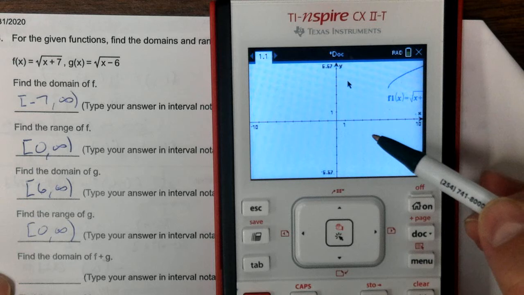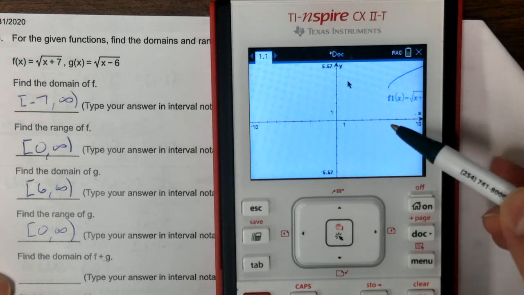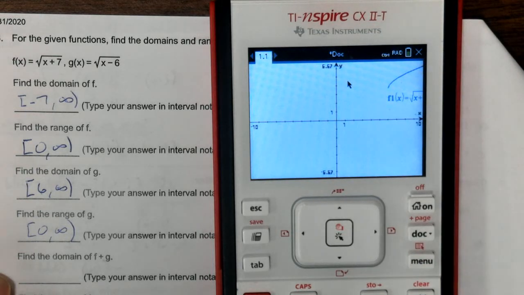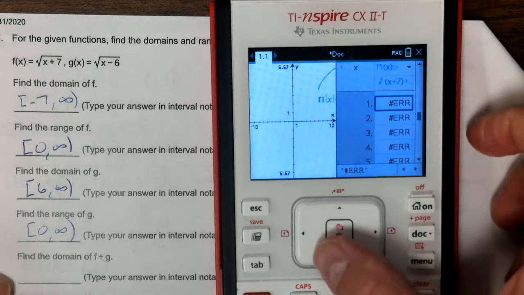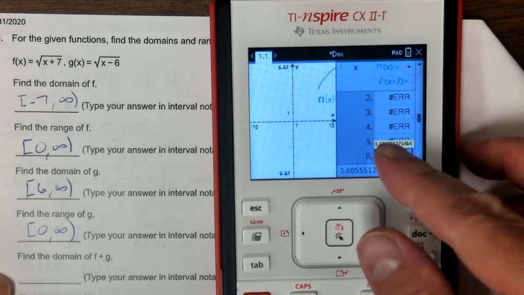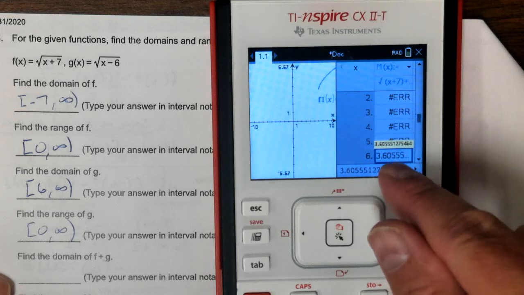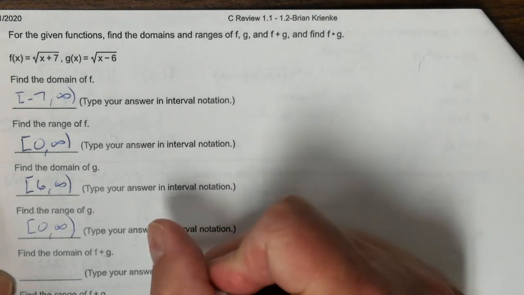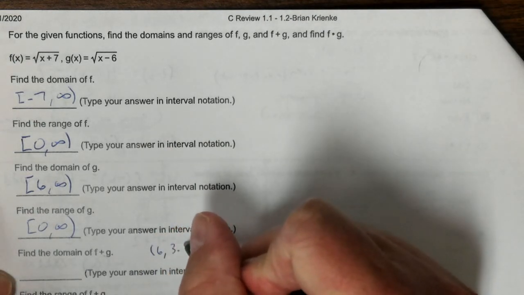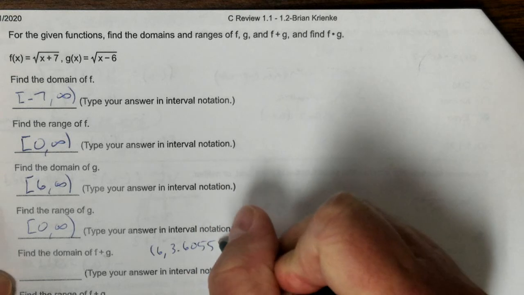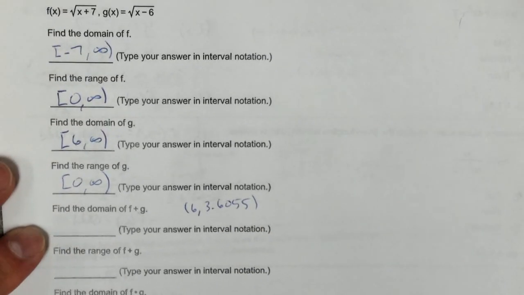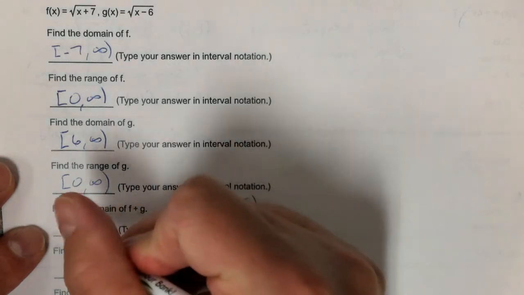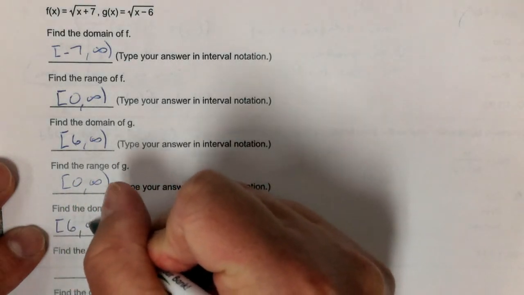1, 2, 3, 4, 5, 6. Let's look in our table. So it's an error until 6. And see, at that point, it has 6 comma 3.6055, etc. So for the domain, we know it's going to be bracket 6 infinity.